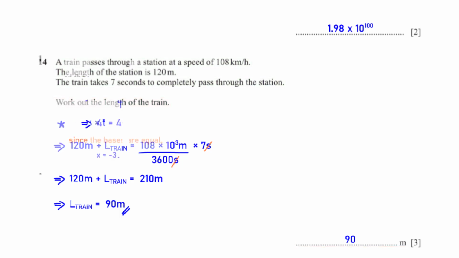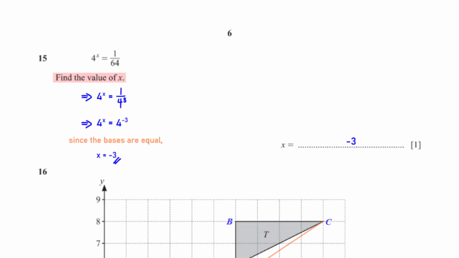Find the value of x. We can write 64 as a base of 4, which is 4 cubed. 1 over 4 cubed is 4 raised to the power negative 3. Since the bases on both sides are equal, then x equals negative 3.